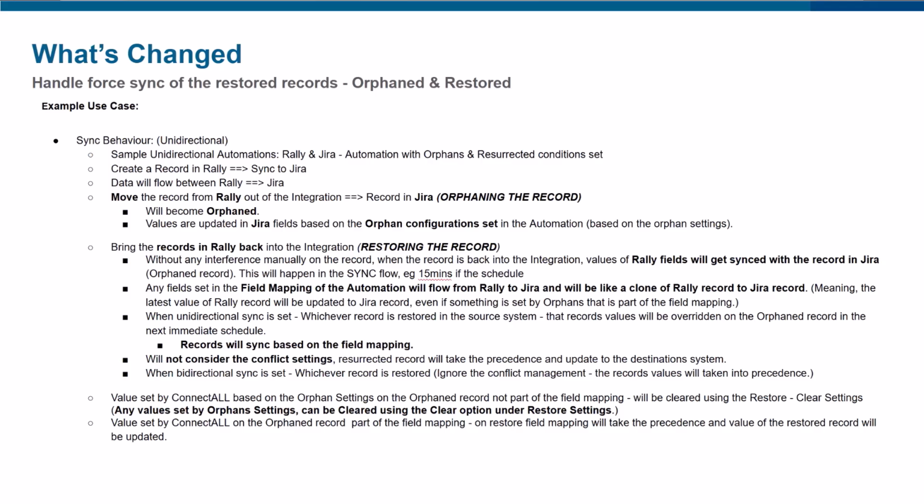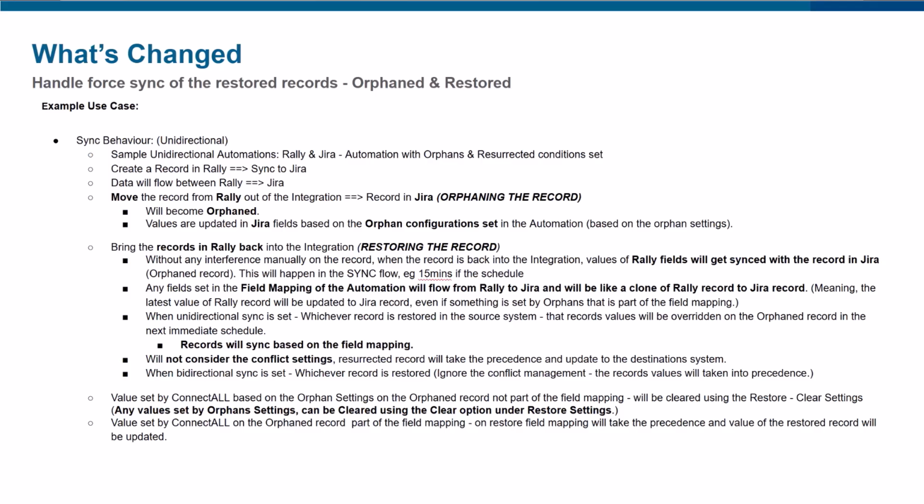So if you see, I have a sample unidirectional automation between Rally and Jira. This is unidirectional, say, create a record in Rally, it'll sync to Jira. Data will flow, it will continue to flow. Now say that you have moved the record in Rally out of the integration, say it is getting moved to a different project, then the record in Jira gets orphaned. And now in the orphan configurations, we'd have set some settings like, go and update these fields. All that will continue to happen.